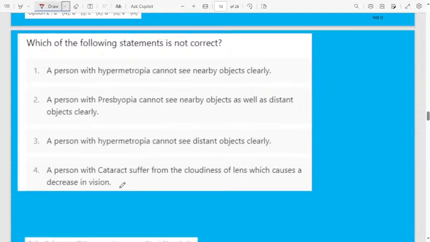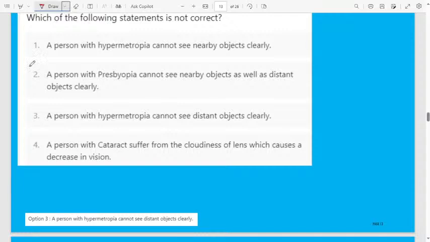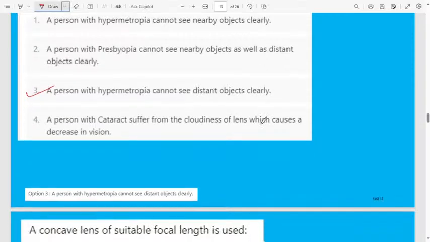Which of the following is not correct, they are asking. The third one is not correct. A person with hypermetropia cannot see distant object clearly. This is the wrong one.